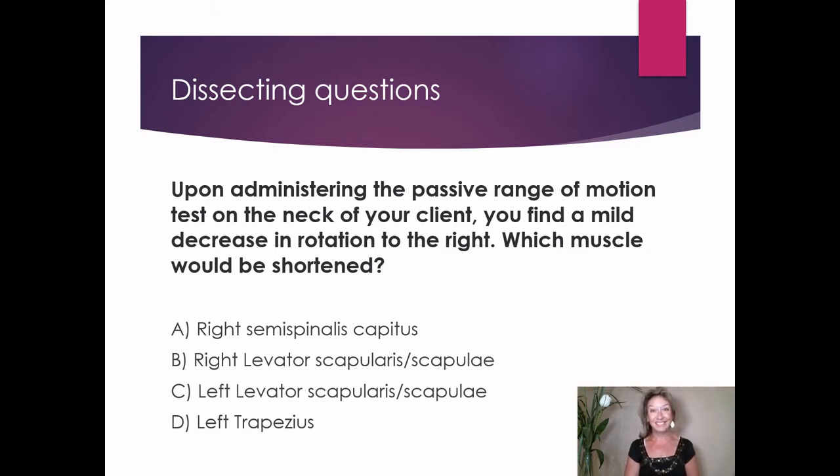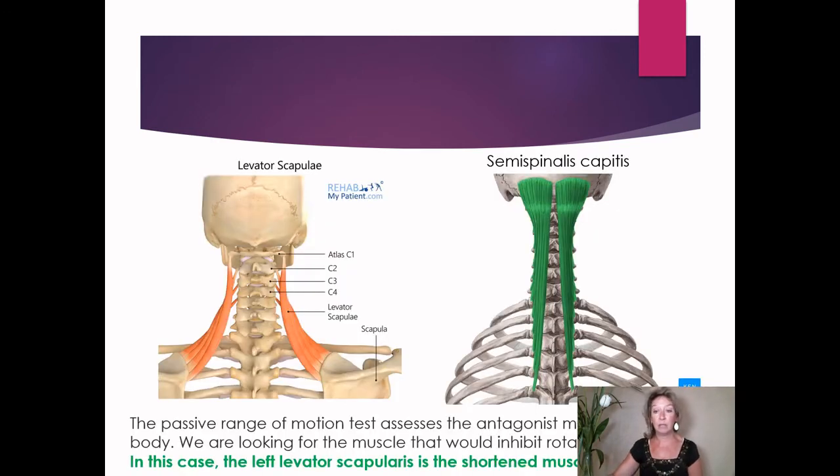Got your answer? All right, mild decrease in rotation to the right. The muscle that is shortened is the left levator scap. Hey, you had a 50-50 chance. I told you it wasn't on the right. So it might still be confusing. So here's an image. Take a peek. I see that my video is actually interrupting this bottom part, but here's the semispinalis, and here's the levator scap.